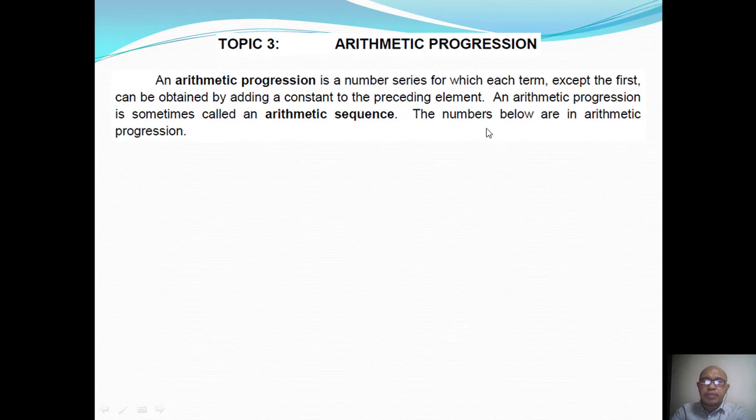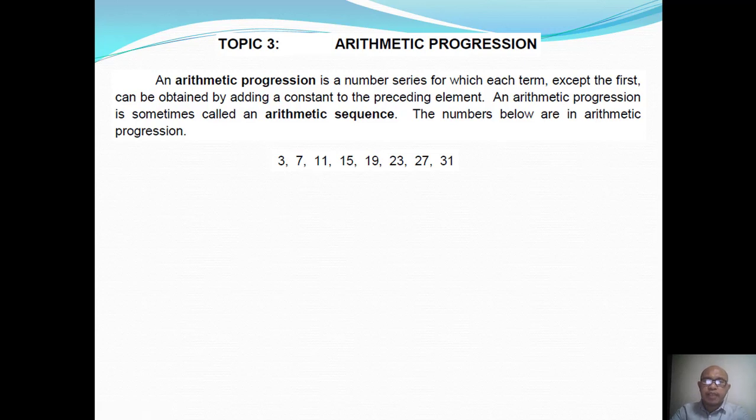So the numbers below, 3, 7, 11, 15, 19, 23, 27, and 31 form an arithmetic progression because, as you can see, the numbers are obtained by adding 4 to the preceding term.